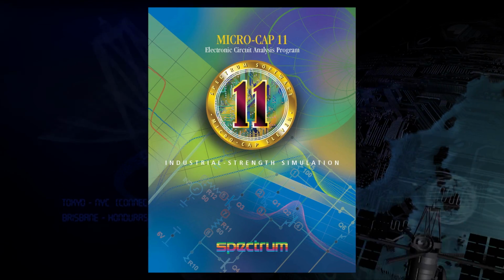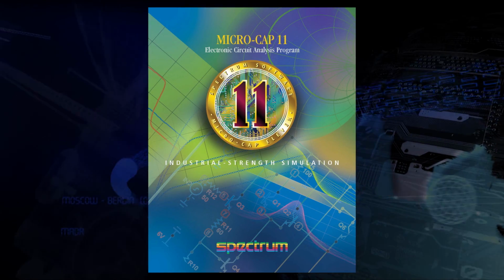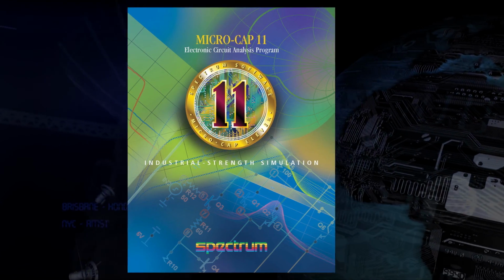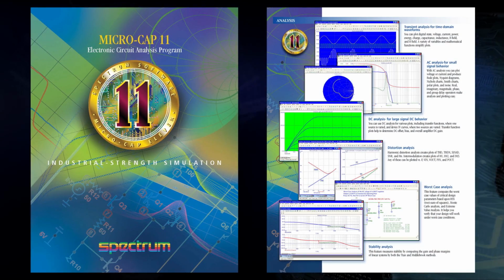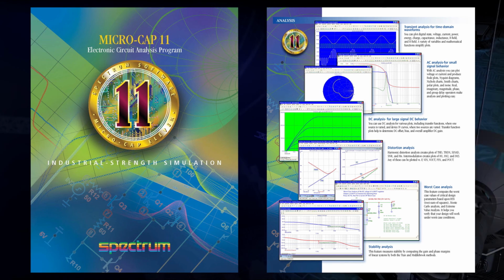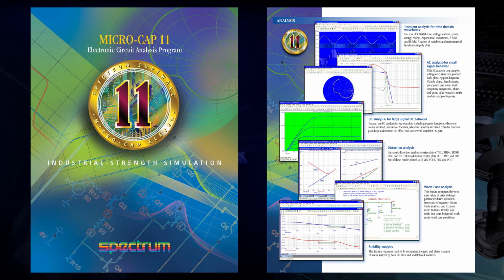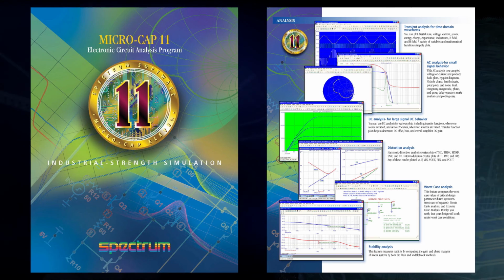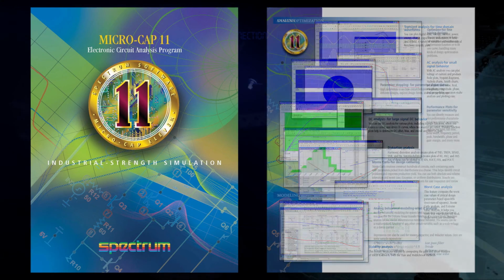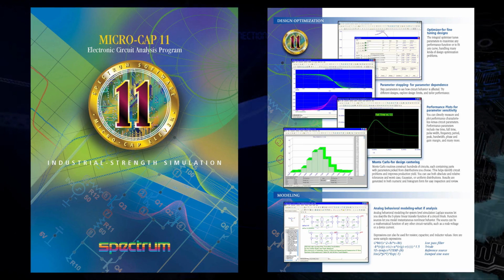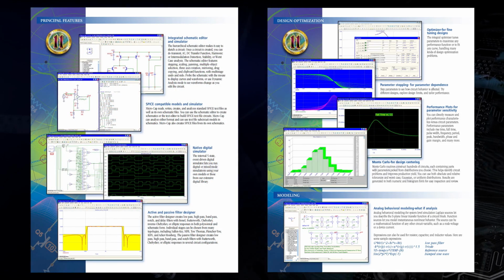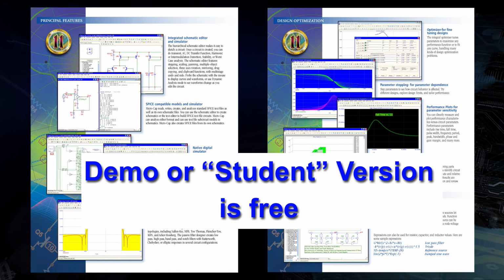In this video, we're going to take a brief look at a schematic editor and circuit emulator called MicroCap11. As we'll see, the simulator can do both AC and DC analysis as well as transient analysis. It can also do some other things that we won't consider, such as distortion analysis, worst case analysis, and stability analysis.